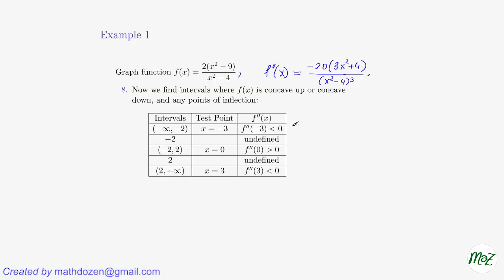At 0 we're going to get negative 20 times 4 divided by negative 4 cubed, all of that works out to be positive. And likewise at x equals 3 we get a similar picture, we get a negative result. So it tells us that the function itself is concave down on the first interval, concave up on the second, and concave down on the third. There are no points of inflection because the function is not defined at negative 2 and at positive 2, even though the concavity changes.